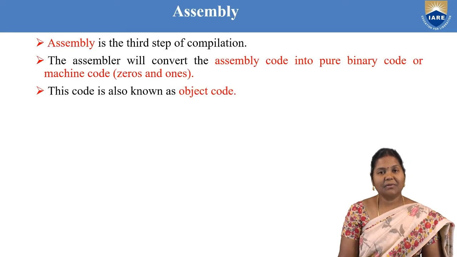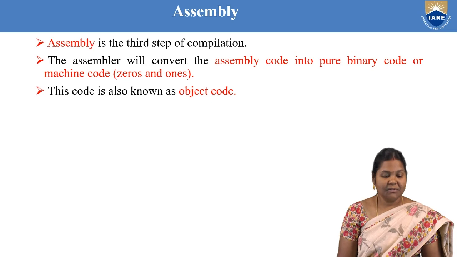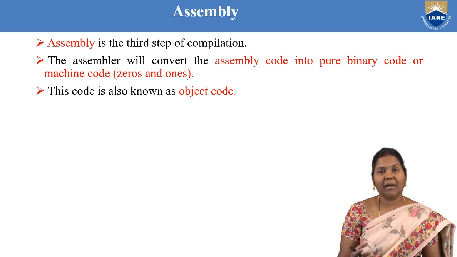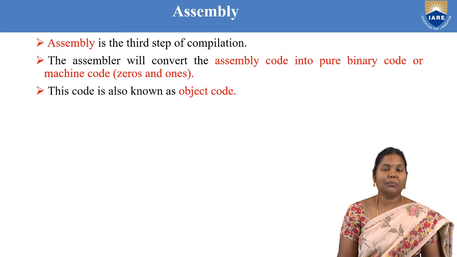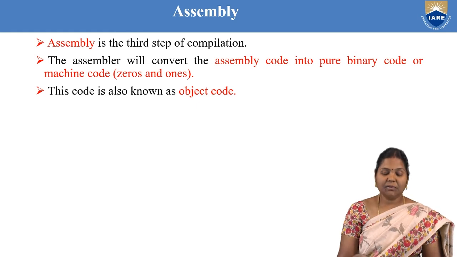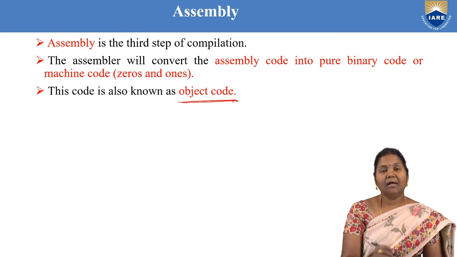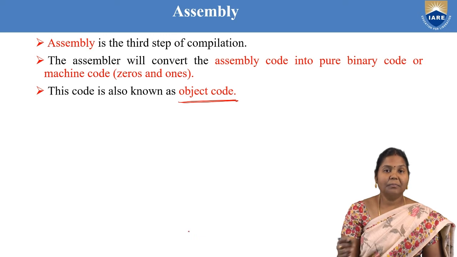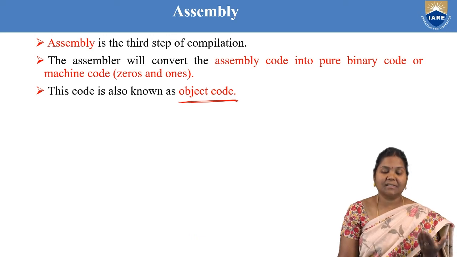Later on, the assembler will convert this assembly level language into the object code. Now, the third step is called assembly. The assembler will take the output of the second step, that is the assembly level language, and convert it into pure binary code or the machine level code or the object code, which is nothing but a combination of zeros and ones only. This code is popularly known as the object code or the machine code that the machines can understand.